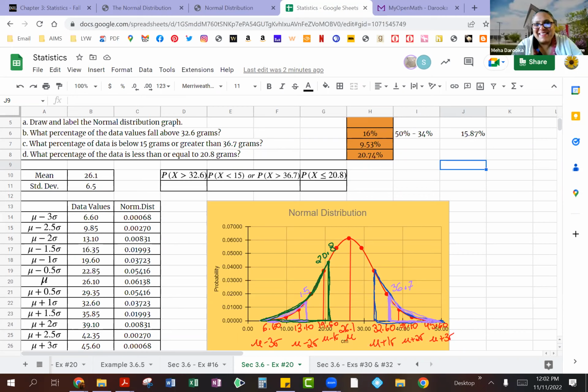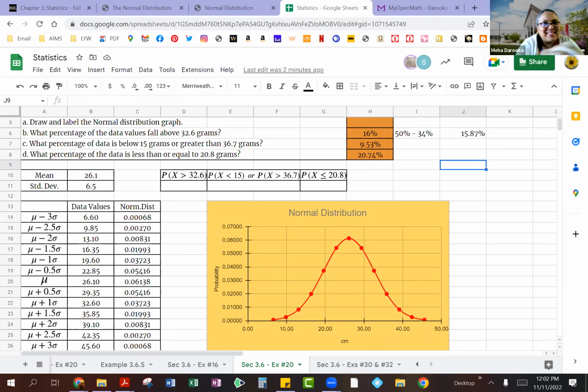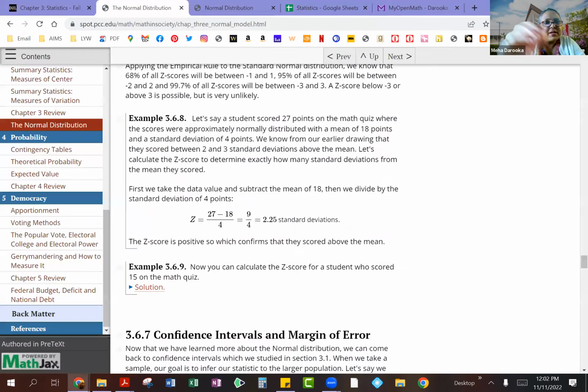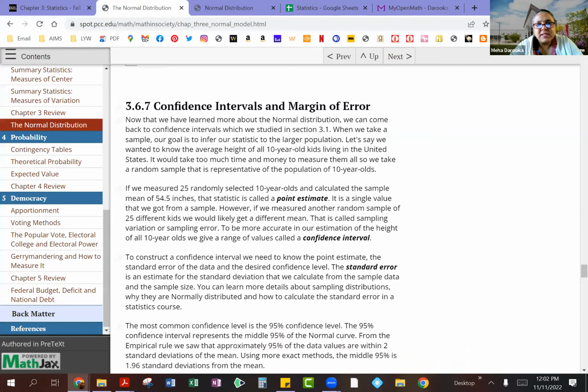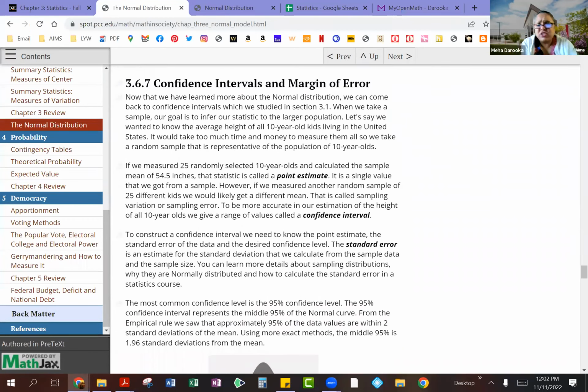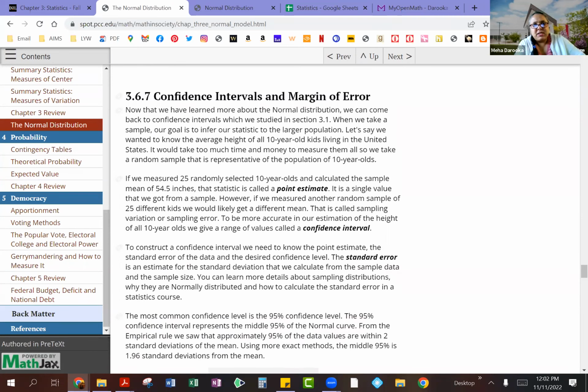All right, very nice. Okay, so let's clear this up. The last part we want to talk about in this chapter is confidence intervals and margin of error. We did actually talk about these in section 3.1, but we didn't actually talk about how to calculate the margin of error or the confidence interval, other than just adding and subtracting numbers, which is pretty much what you will be doing over here. So just some terminology to get you started out initially.